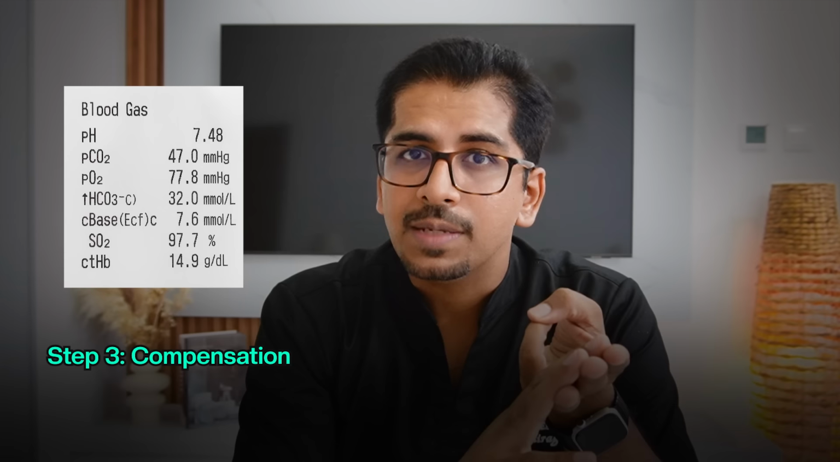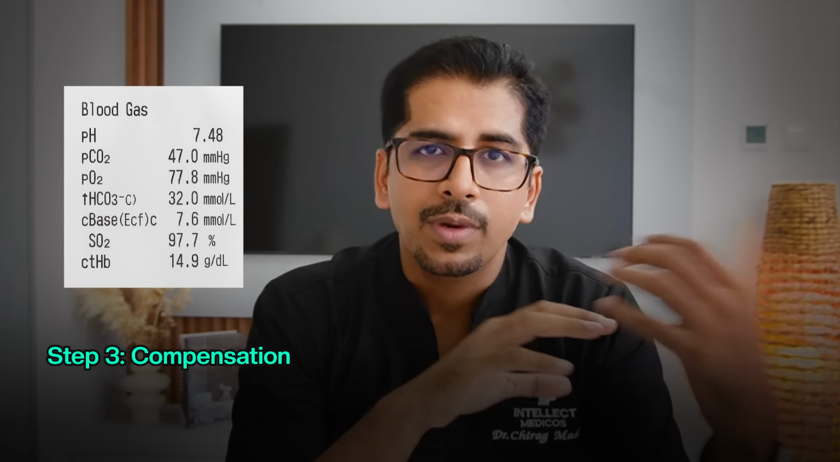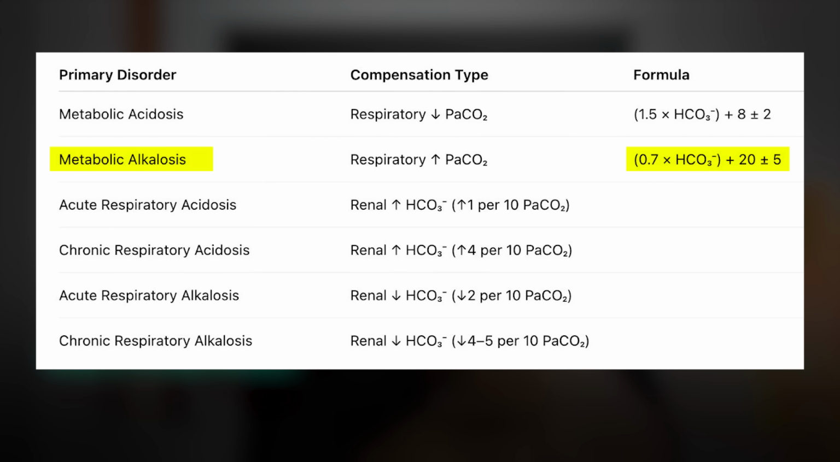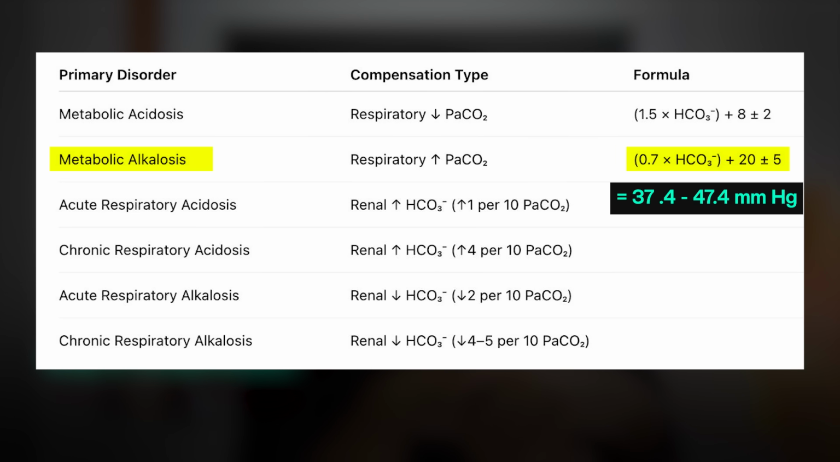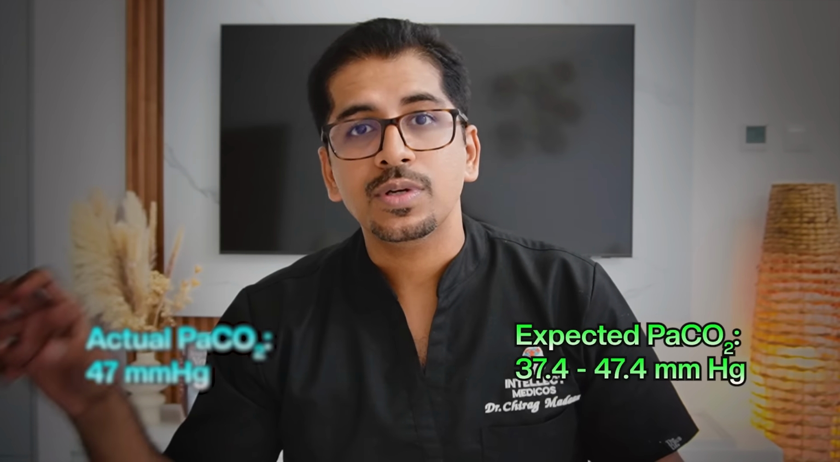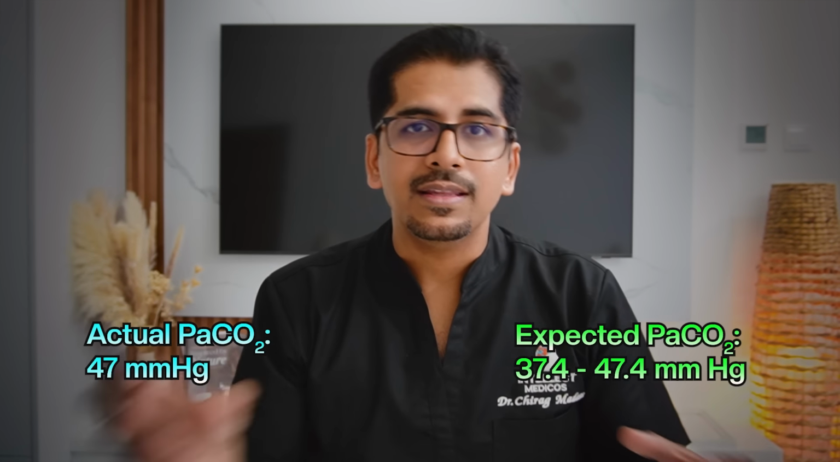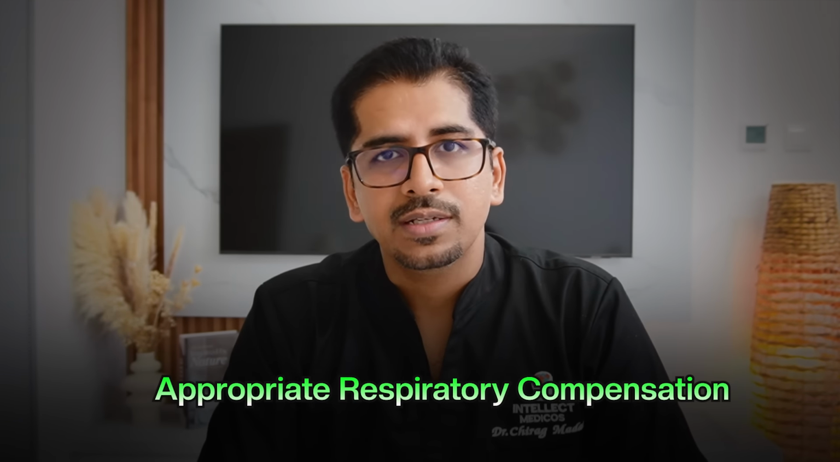Now the third step is calculating the compensation, using the Winter's formula, right? So expected PaCO2 is equal to 0.7 into bicarb plus 20 plus minus 5. And if we put the values in it, the range which comes out to be is 37.4 to 47.4 millimeters of mercury. And this is the expected PaCO2 from a patient. And if we see the ABG, the patient's PaCO2 is 47. Hence it is lying in the range. That again says there is a compensation from the respiratory side.